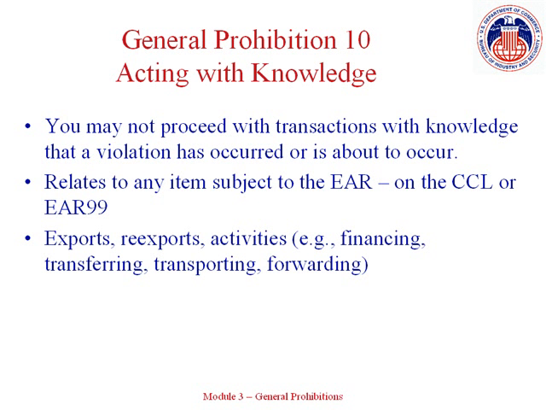Under General Prohibition 10, you may not proceed with a transaction with knowledge that a violation has occurred or is about to occur or is intended to occur in connection with an item subject to the EAR. This general prohibition is very broad. It relates to exports, re-exports, as well as activities such as transferring, financing, ordering, transporting, and forwarding. It relates to any item that is subject to the EAR, and it relates to the Export Administration Act, any order, license, license exception, or other authorization.